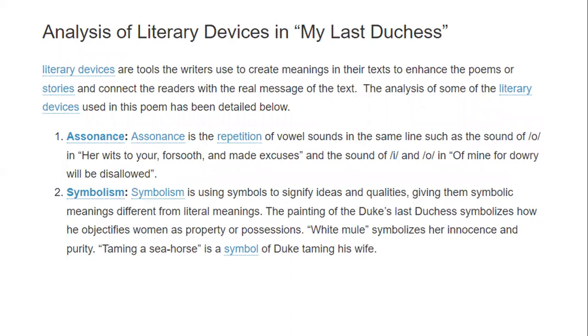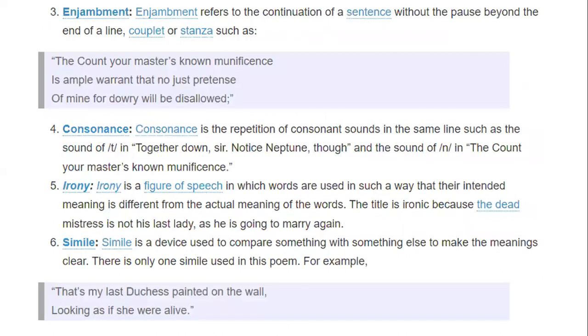Okay, so this is the analysis in which we will discuss assonance and symbolism. Now, what specific symbols are being used here? The painting of the Duke's last duchess symbolizes how he objectifies women as a property or possession. This is a very clever molding of how symbolism is used in this specific poem, right? The painting, white mule symbolizes her innocence and purity. Taming a seahorse is a symbol of the Duke taming his wife. Again, patriarchal patterns.